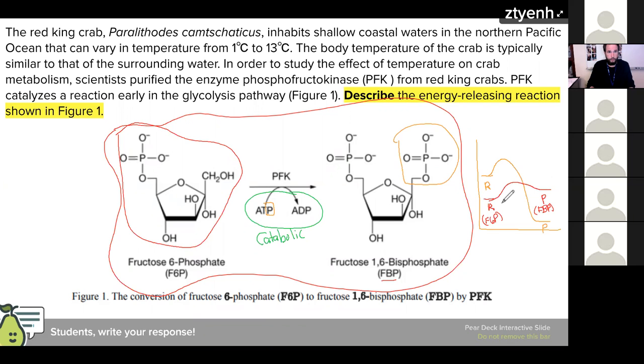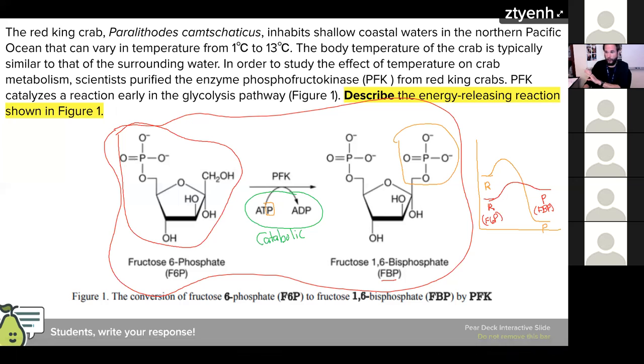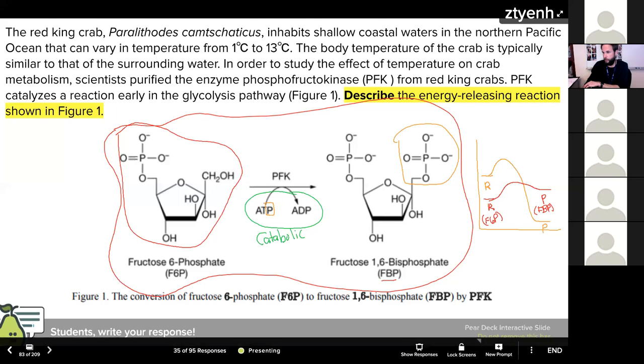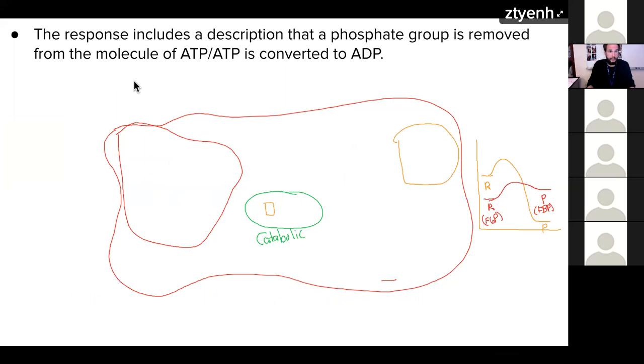What are they expecting our answer to look like? Do we need to include all of this? It's always hard to say, right? Because the College Board is being very general in terms of their scoring guide. So what I would write, right? If I go back to the scoring guide, I'm going to leave the ink up, so I apologize if it's a distraction. I would say, since my response needs to include a description that a phosphate group is removed from the molecule of ATP and that ATP is converted to ADP, right?